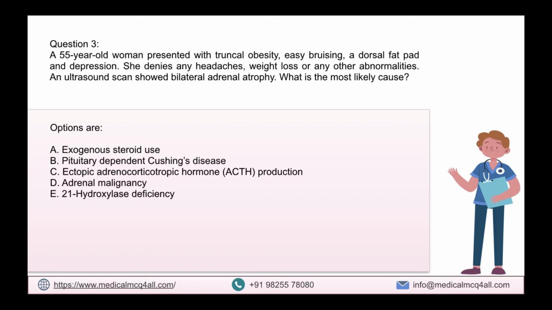Options are A. Exogenous steroid use. B. Pituitary-dependent Cushing's disease. C. Ectopic adrenocorticotropic hormone, ACTH, production. D. Adrenal malignancy. E. 21-hydroxylase deficiency.